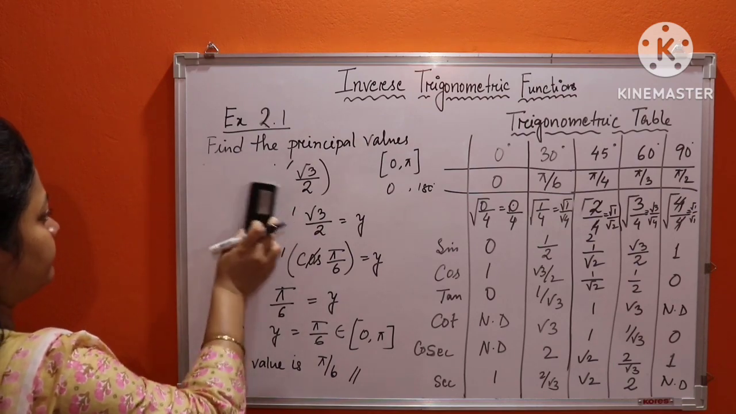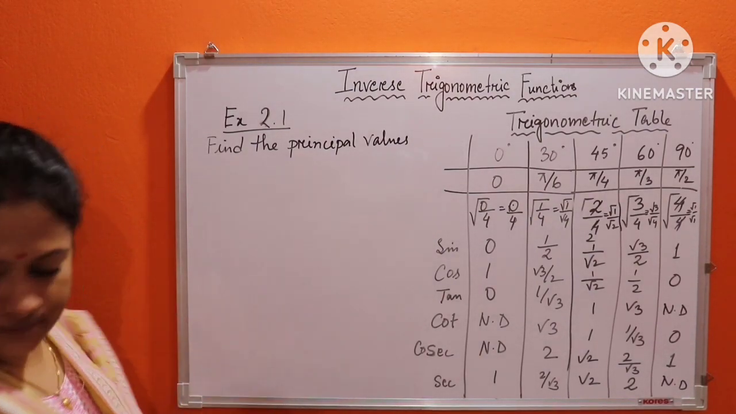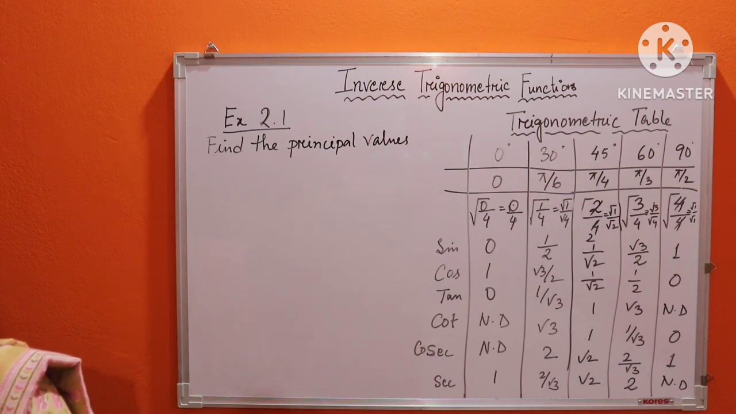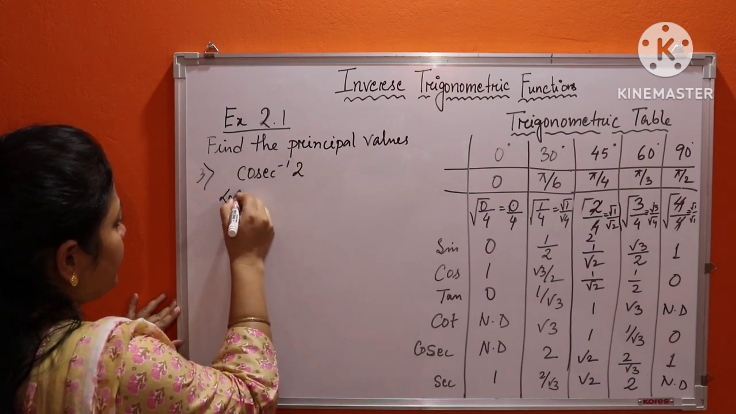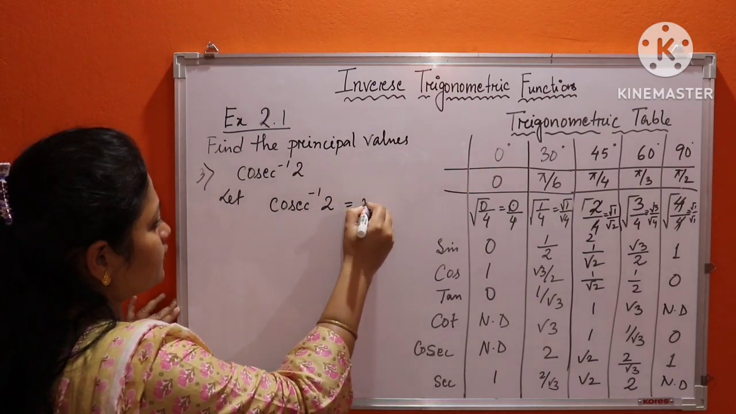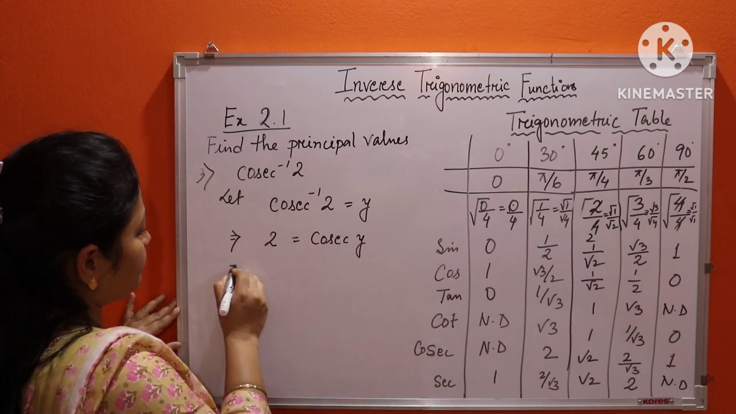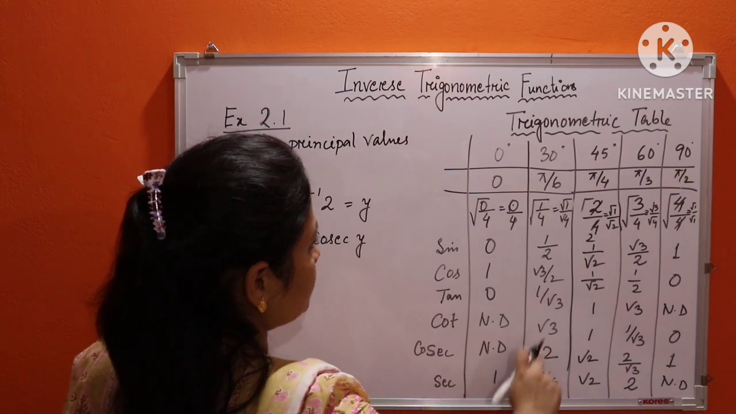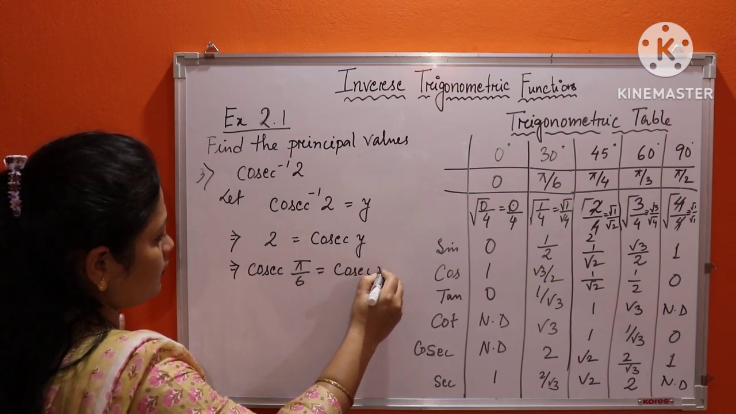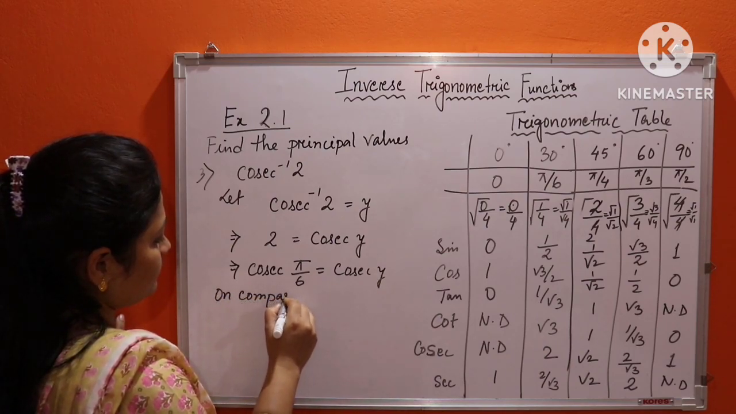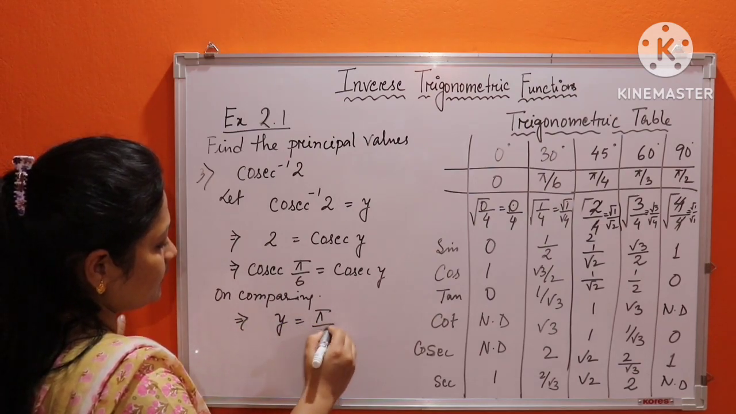Let us solve the third question. The third question is given as cosec inverse 2. Let cosec inverse 2 is equal to y. Cosec will go to the other side, which becomes cosec y. So cosec for pi by 6 will be 2. Cosec pi by 6 is equal to cosec y. On comparing both sides, I can write y equal to pi by 6.